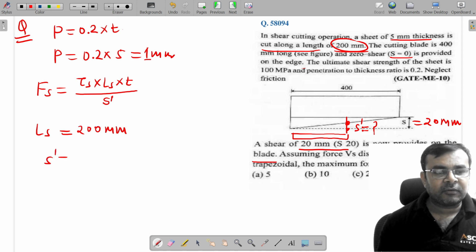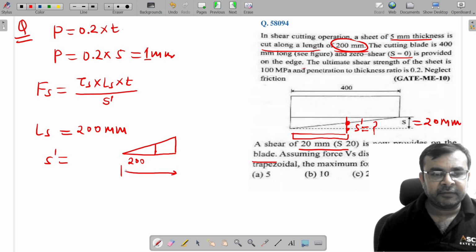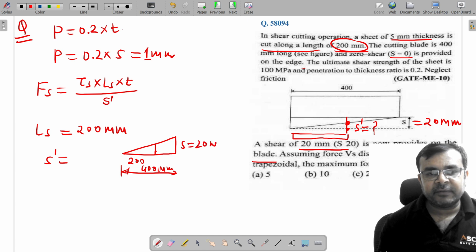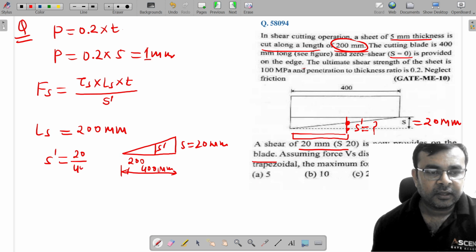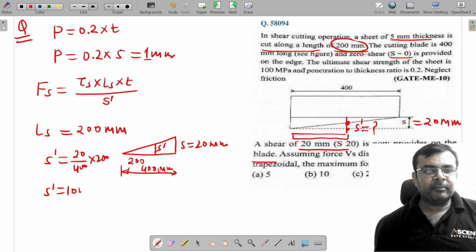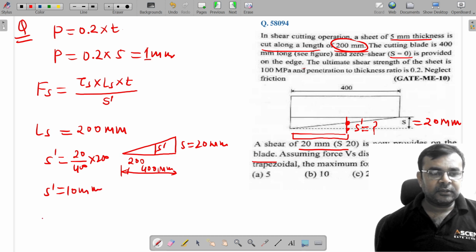So for this we need to calculate S dash. Simply if I apply the similar triangle property, you can say this is a triangle, correct? This length is 200 and the total length is 400 mm, and this shear is 20 millimeter. So how much shear prime do we have? Can I say shear prime is equal to 20 by 400 into 200. So S prime is nothing but 10 millimeter. So now you just put these values here, then you will get the answer.